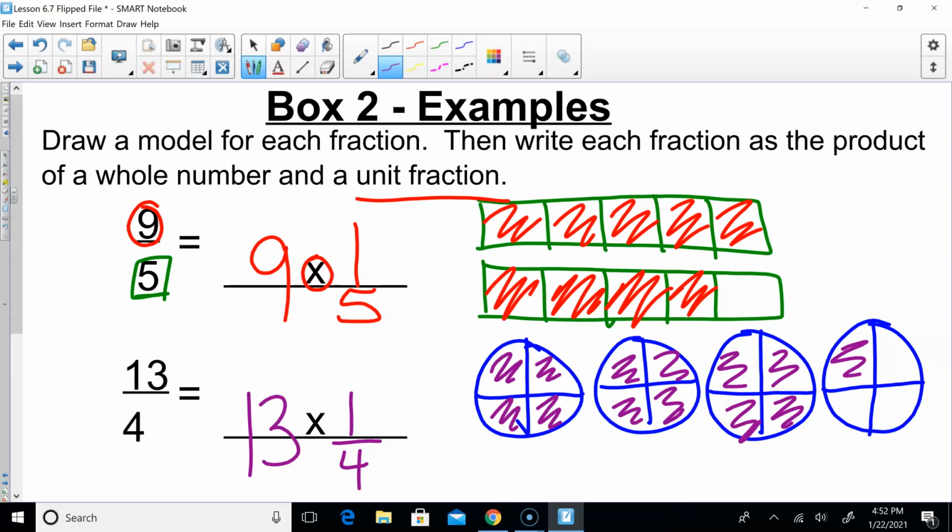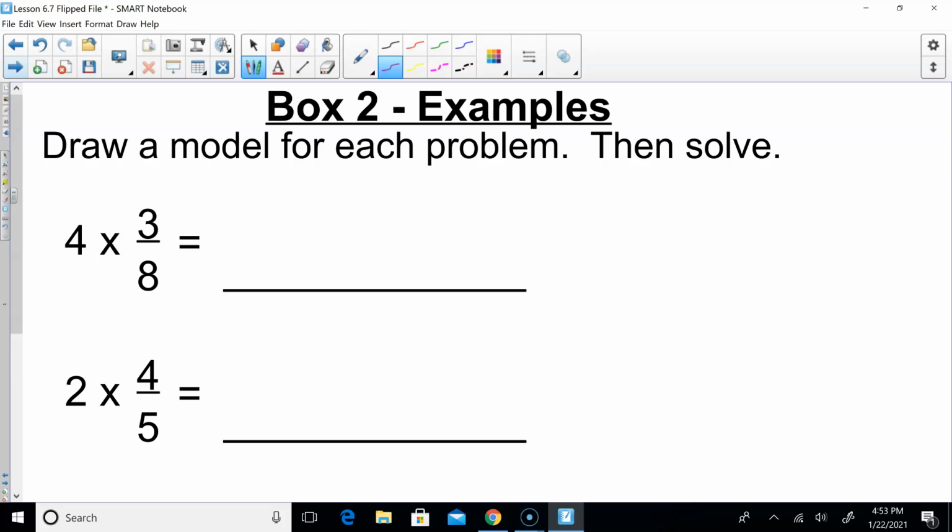I think the emphasis is more on the model than the actual multiplication because we've kind of done that before earlier in this unit. But understand how a model relates to what we are doing, because we can use models to help us later. If we're not sure, because we won't be multiplying unit fractions, we'll be multiplying other fractions, like this one, 3/8, 4/5. So now it says draw a model for each problem, then solve. All right, let's do it.